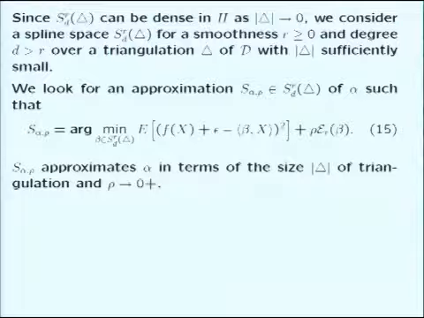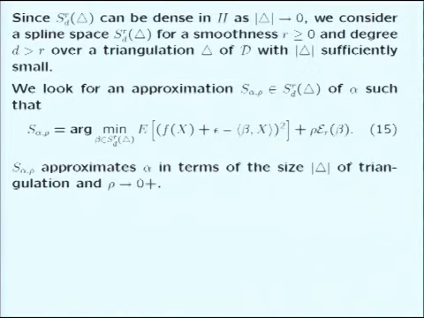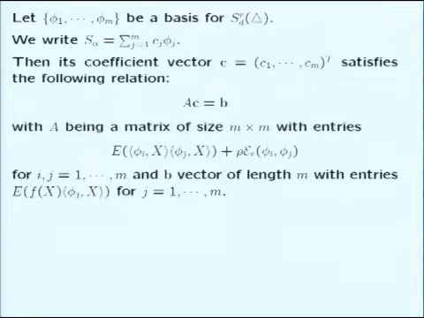Again, since the spline space can be dense in L2, we consider the spline space over a certain triangulation with delta sufficiently small. One of the asymptotics is with delta sufficiently small. In practice, it's difficult to have more and more triangles, but that's the idea of the asymptotics here. So again, we look for an approximation. Here we replace the argument minimum over everything with the argument minimum over only the spline space. And we hope that we have a good approximation.